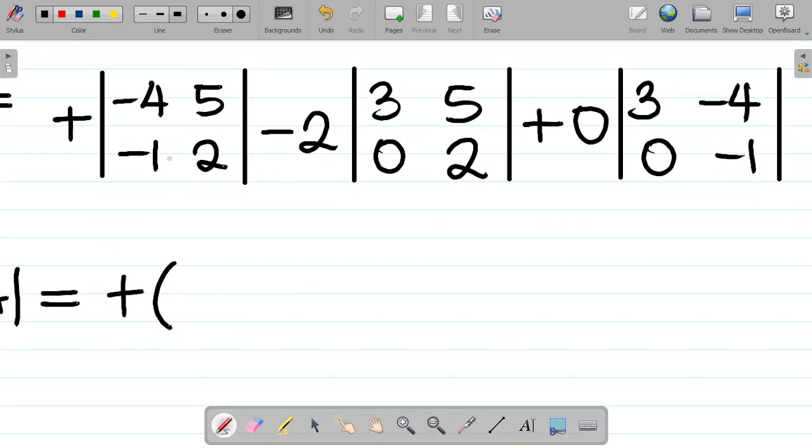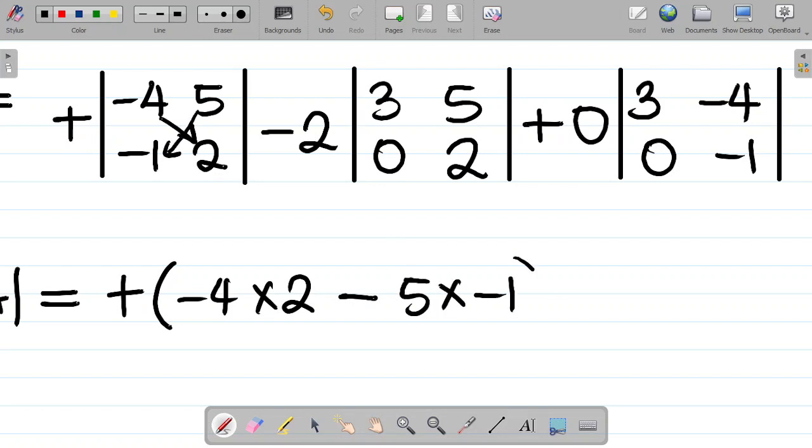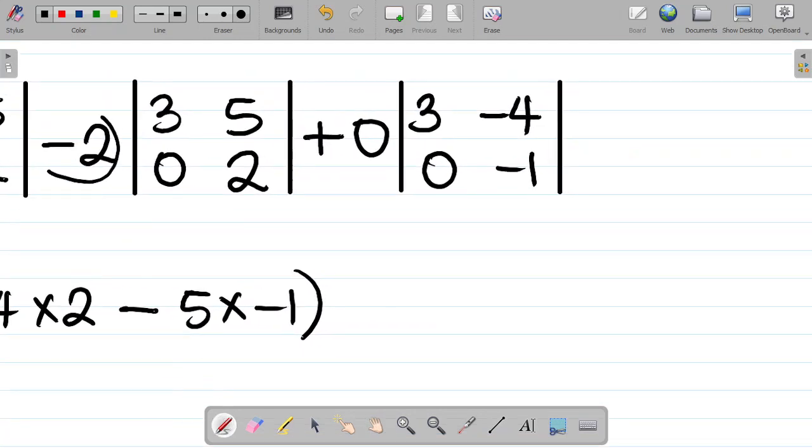So in that case, it becomes this times this, which is minus 4 times 2, then minus this times this, which is 5 times minus 1. All right. So that's how you do this. Go to the next one there. Next one there is minus 2. So it becomes minus 2.